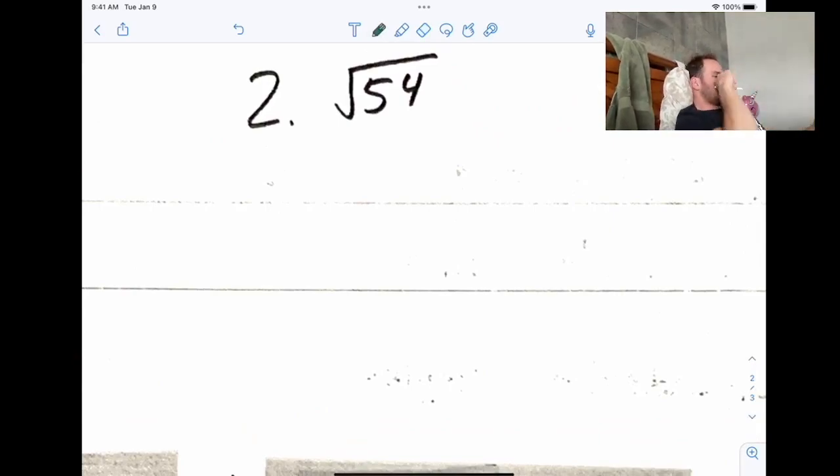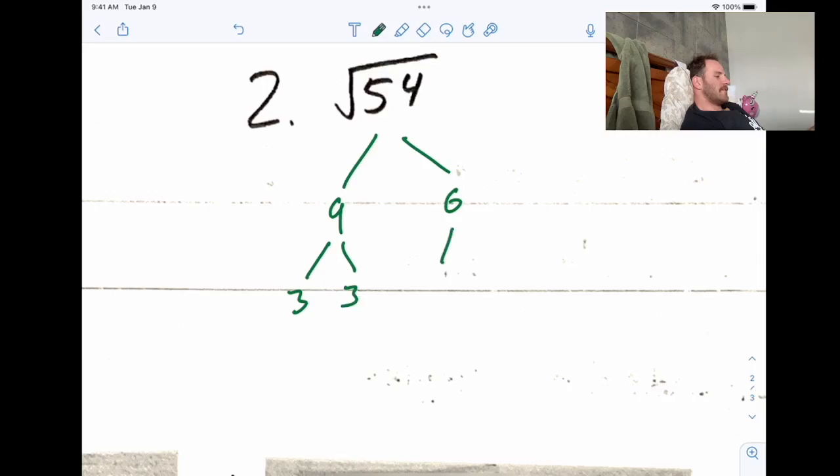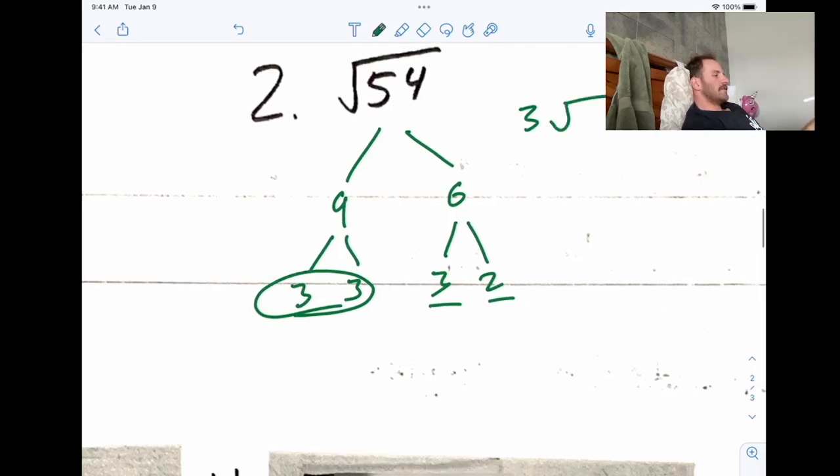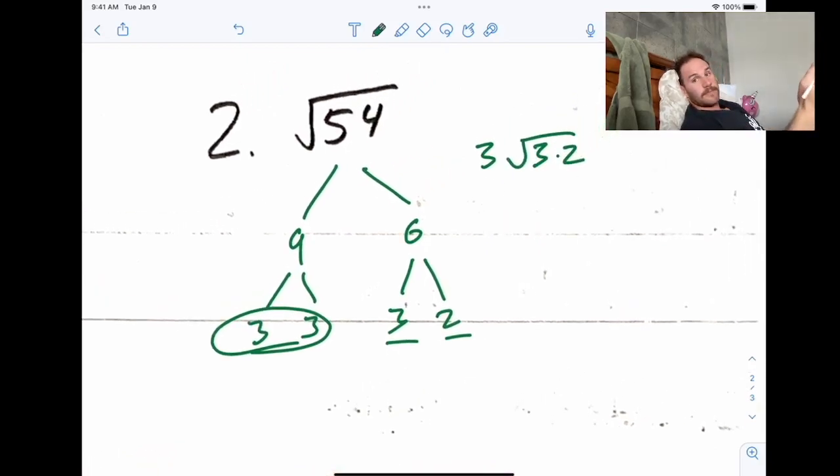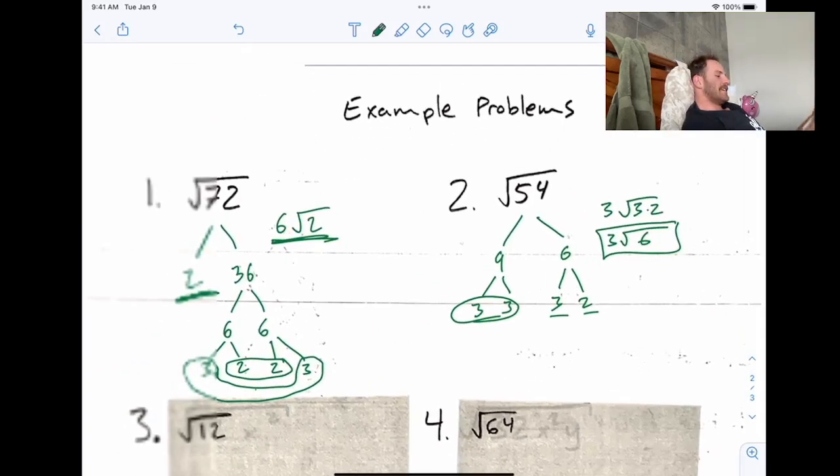All right. So 54, that splits into, the obvious one would be 9 and 6. 9 splits into 3 times 3 is 9. 3 times 2 is 6. We've got a pair of 3s. The pair goes out. We've got a single 3 and a single 2. They stay in. And we do our final step of multiplying. We've got nothing to multiply the 3 by, so we're good. 3 times 2 is 6, so this is actually equal to 3 times the square root of 6. Look at that. It's amazing.